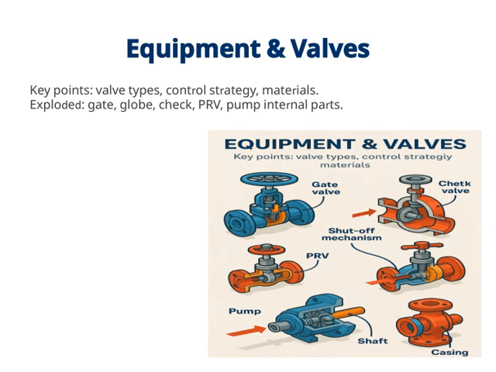If you look at the exploded view, you'll see how each component fits together, like the gate and globe valves, which control flow, or check valves that prevent backflow. The pressure relief valve, or PRV, is vital for safety, releasing excess pressure to protect the system. And inside pumps, the internal parts are designed to optimize flow and efficiency. All these elements tie back to our overall goal of ensuring a safe, efficient, and reliable operation. Understanding the different equipment types and their materials helps us make informed choices and maintain system integrity.